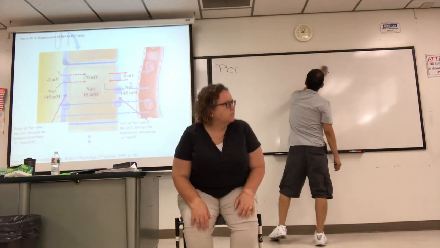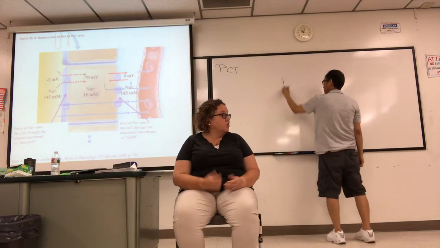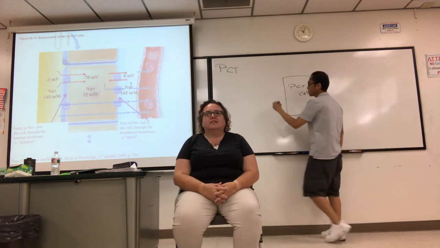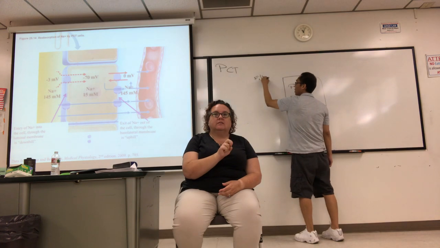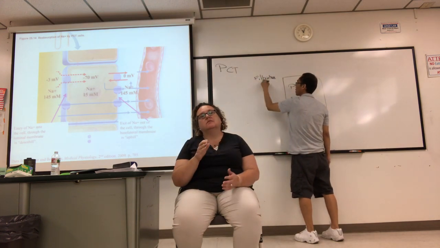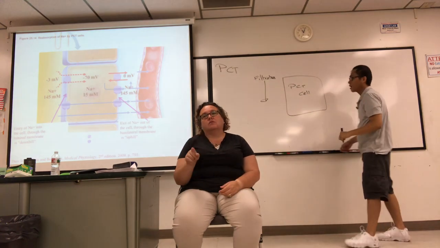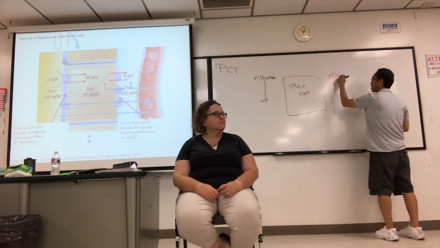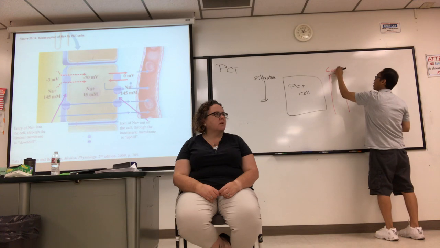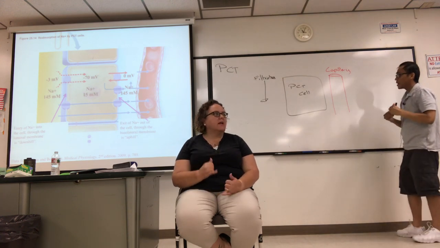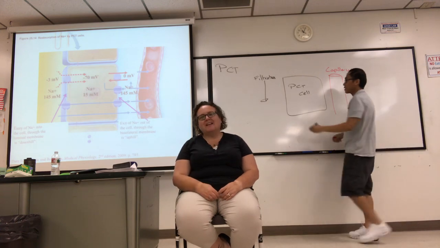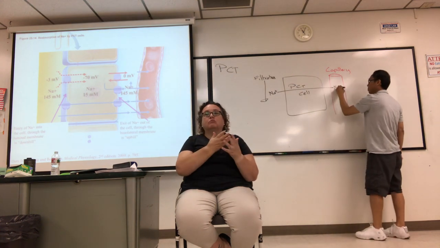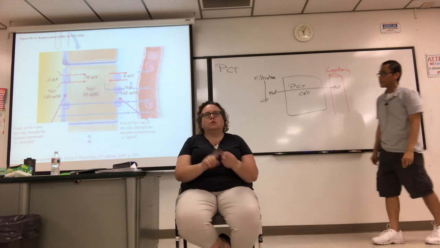PCT cell in the middle. So on this side is filtrate, passing by. And the other side is a capillary, the peritubular capillary. And the goal of reabsorption is to take something, say sodium, and bring it across, get it into the blood. That way you don't lose it to the urine. So I put some numbers in here.